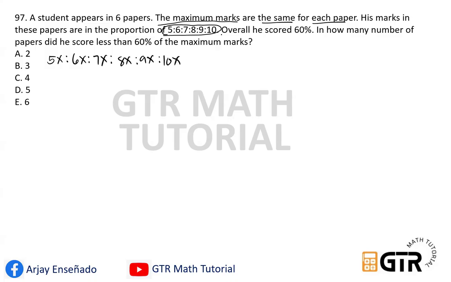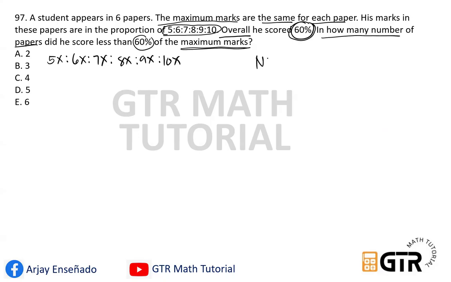And then we have overall, he scored 60%. So when we add all these numbers, the sum is 60% of the overall total. Now the question is, in how many number of papers, of these papers 1, 2, 3, 4, 5, 6, did he score less than 60% of the maximum marks? So we need to solve the maximum marks for each test.